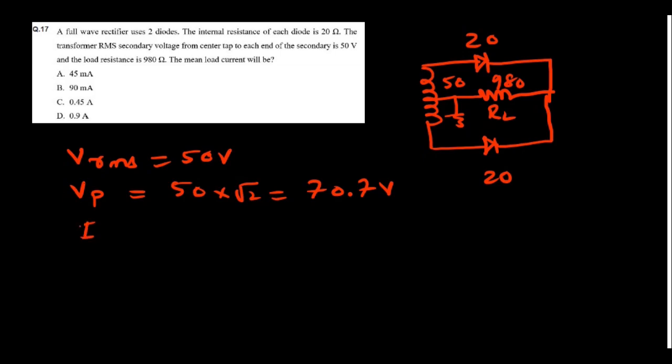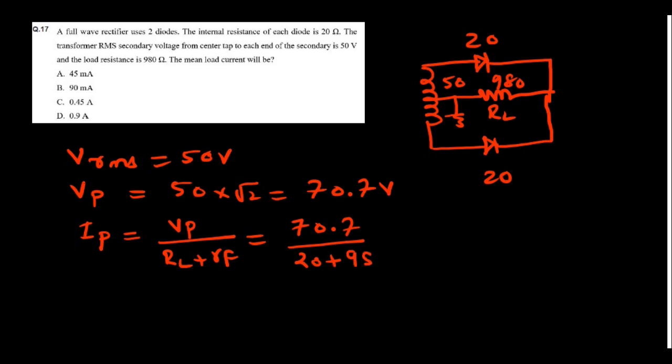So what is I peak? I peak equals V peak upon total resistance, that is RL plus RF, the forward resistance of the diode. 70.7 upon 20 plus 980 ohms. So it is 70.7 milliamps we'll get. I explained how to solve these kinds of problems in many previous videos. So 70.7 milliamps now we got.